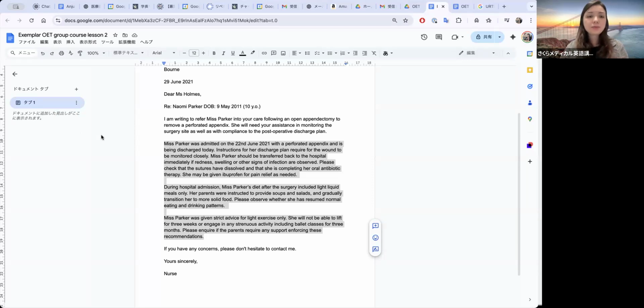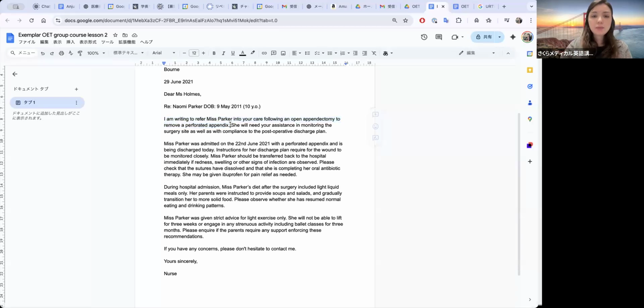So here we have the purpose paragraph, which is: I'm writing to refer Miss Parker into your care following an open appendectomy to remove a perforated appendix. She will need your assistance in monitoring the surgery site as well as with compliance to the post-operative discharge plan. So first, you have like who, what, when, where, why, that sort of thing. You're going to introduce why you're writing the letter.